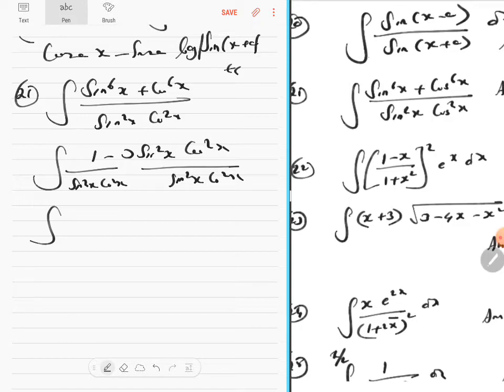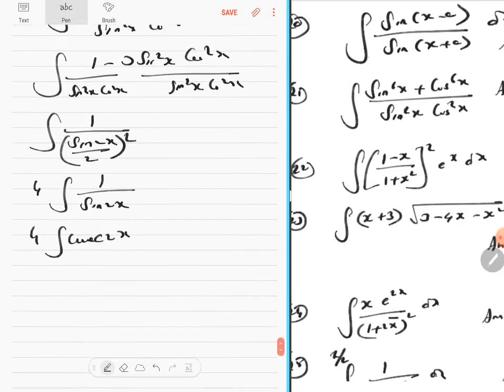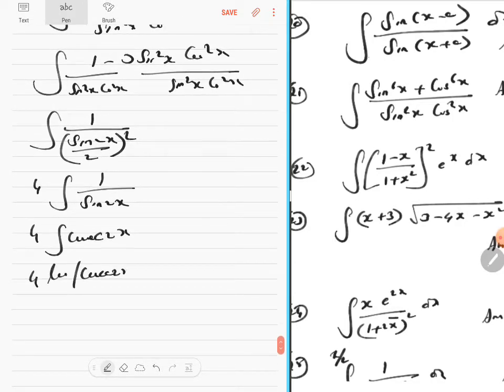But how about exploring sine to the power 6x plus cos to the power 6x is 1 minus 3 sine square x cos square x. So this will be like 1 by sine square x into cos square x, which itself is 1 by sine 2x by 2 the whole square, since sine 2x is 2 sine x cos x. So this will become integration of cosecant square 2x, which is 4 into log of mod of cosecant 2x minus cot 2x by 2.